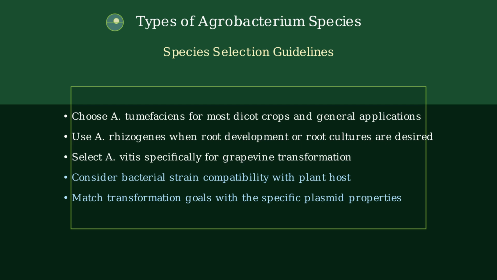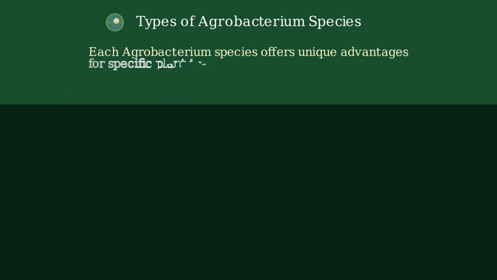Always consider bacterial strain compatibility with your plant host and match your transformation goals with the specific plasmid properties of each species. Each agrobacterium species offers unique advantages for specific plant transformation objectives. Understanding their differences is crucial for successful genetic engineering in plants.